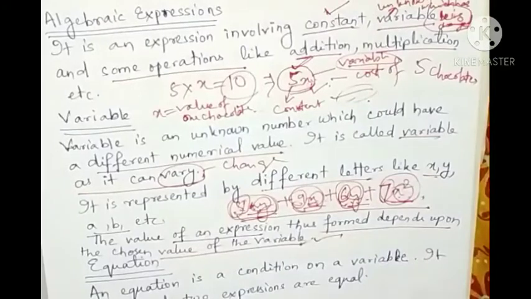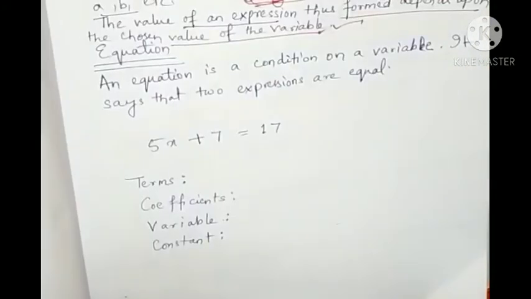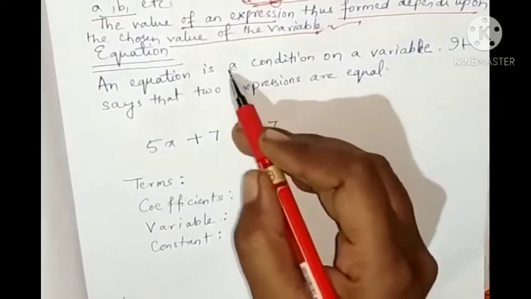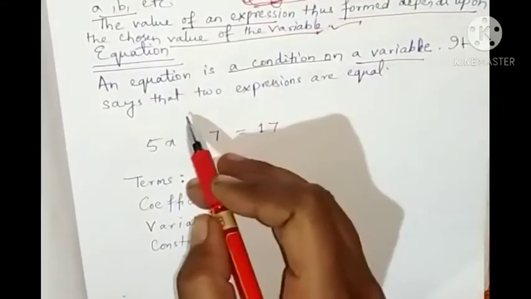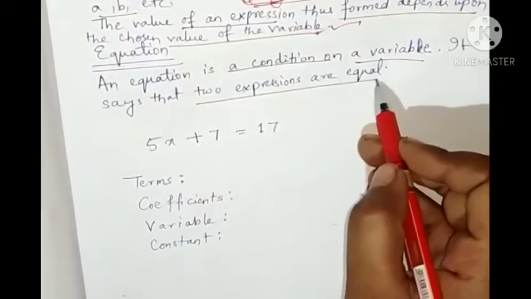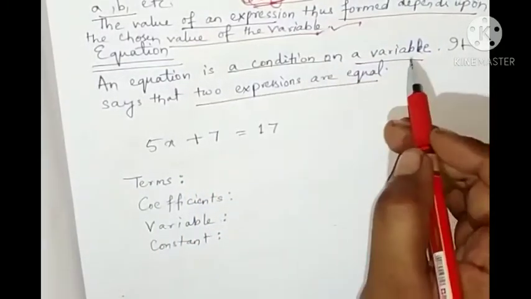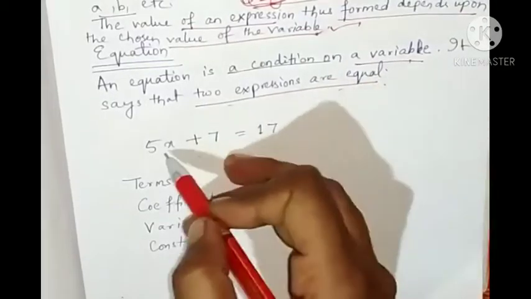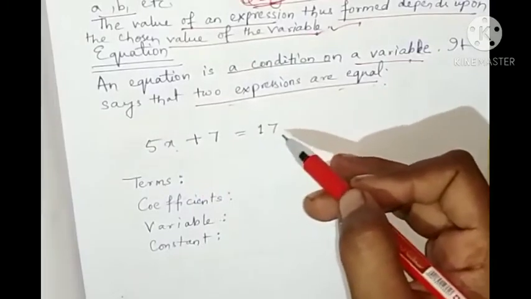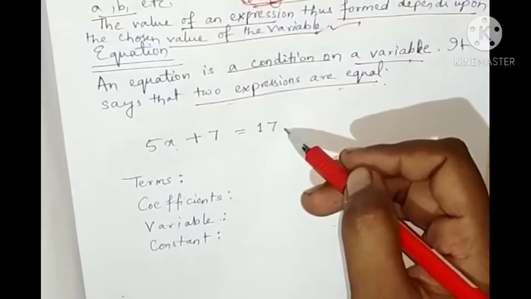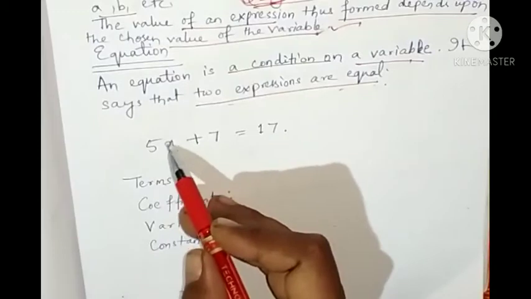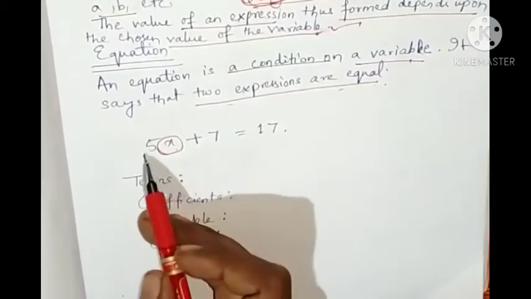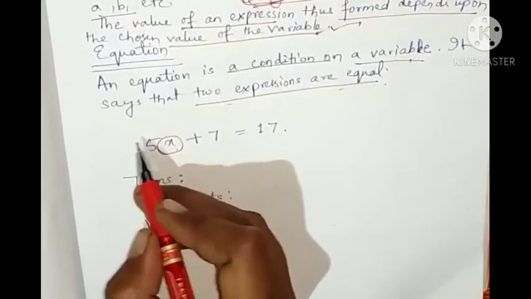Let's go to the equation. Let's see what an equation is. An equation is a condition on a variable. It says that two expressions are equal. Here you look at 5x plus 7 equal to 17. So here it is a condition on the variable, and the variable is x.